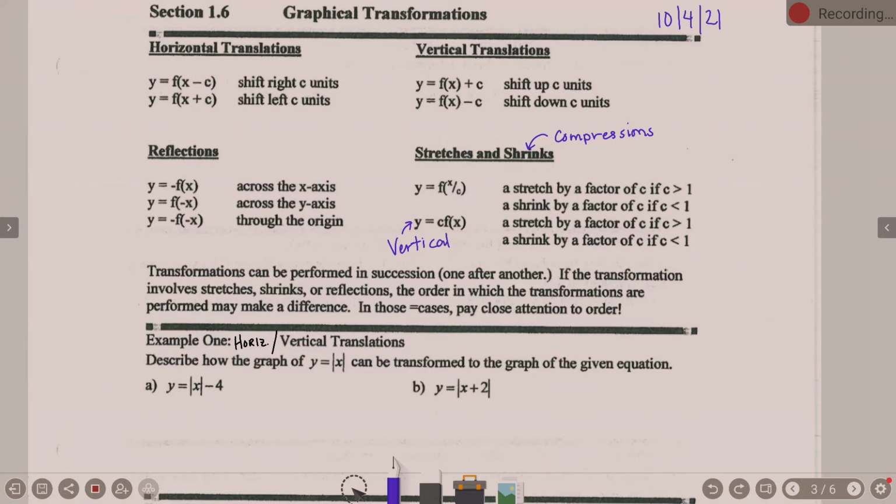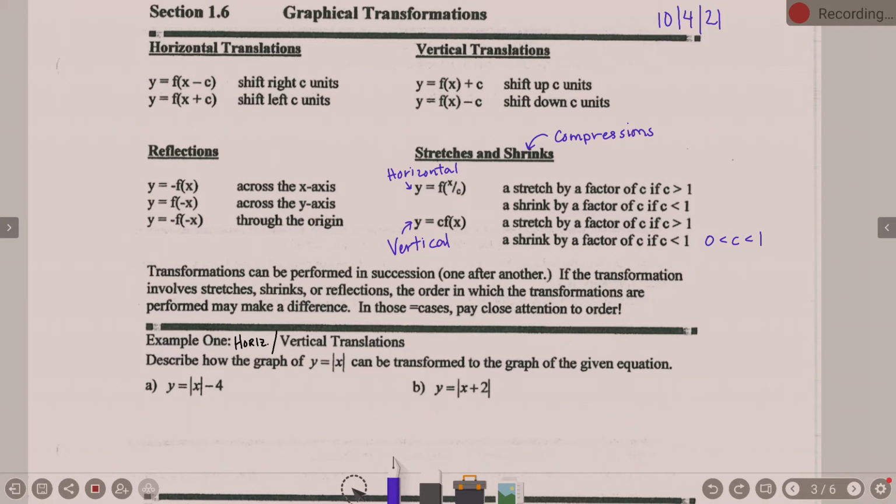Then a shrink or a compression is multiplying by a number that is less than 1. Specifically, when we talk about that less than 1, we usually talk about it being less than 1 and bigger than 0, right? Because it's a positive value. And when we have a shrink or a compression, it pushes it down, it shrinks it down, which in effect makes it wider. So those are the vertical stretches and shrinks we talked about last year. Old news. Now, guess what? If those are vertical, this top part is horizontal.